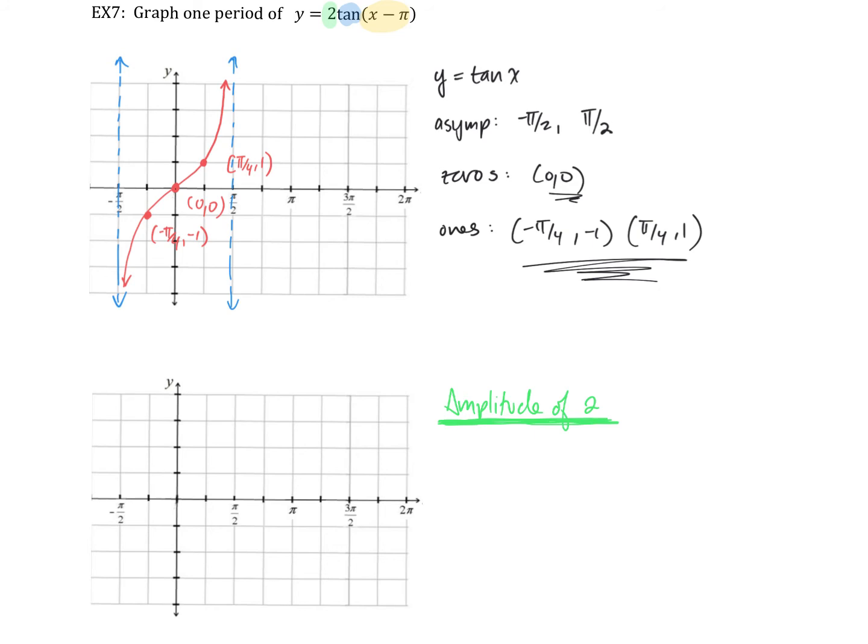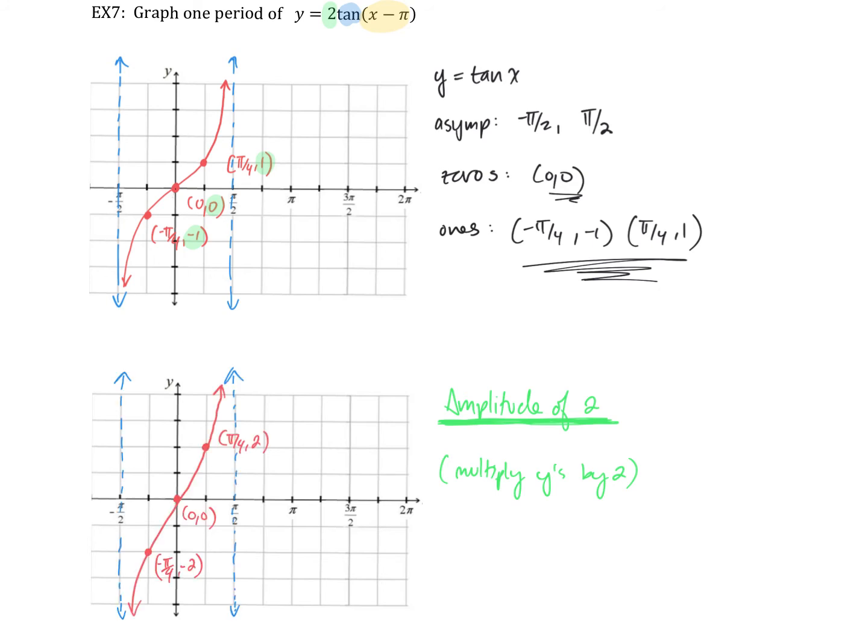Alright, so we have an amplitude of 2. What does that mean? Well, that means you're going to multiply the y values by 2. Alrighty, go ahead and do that. Check in with me in a second.